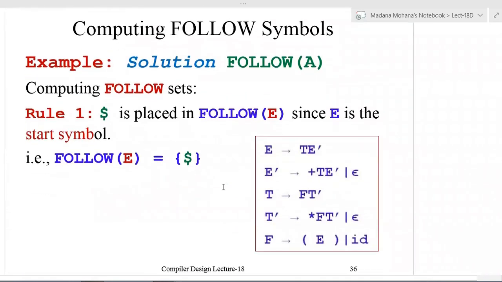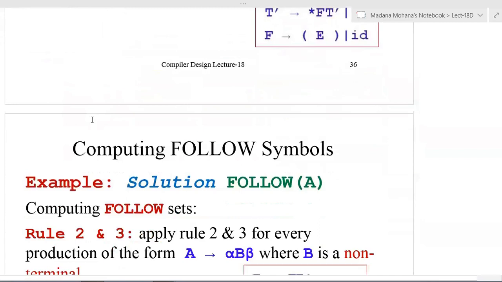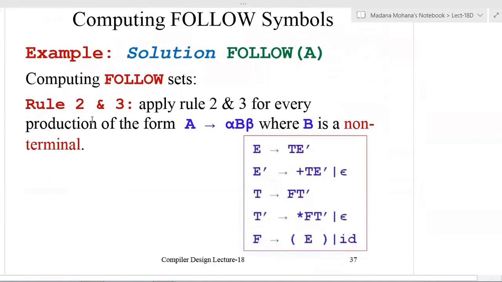As for rule one, for the starting variable, follow, you can add dollar. So here in the given grammar, E is the starting variable. Therefore, follow of E equal to dollar is added as per rule one. Then coming to rule two. Rule two and rule three apply for every production of the form A derives alpha B beta, where B is a non-terminal, that means a variable.